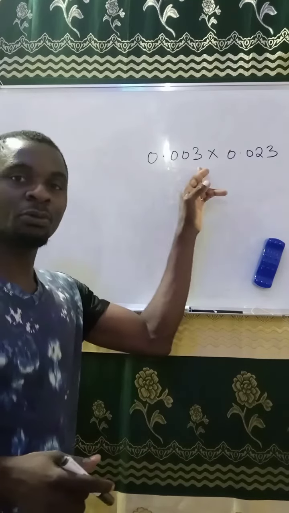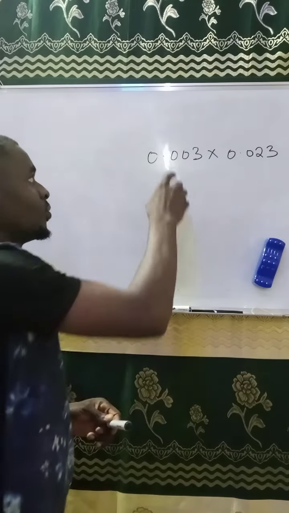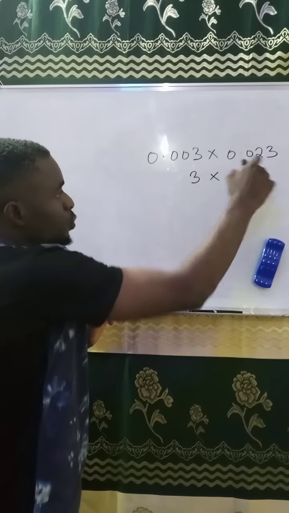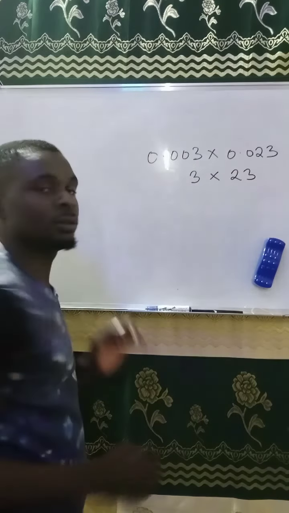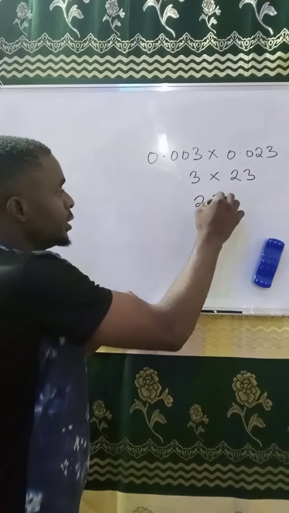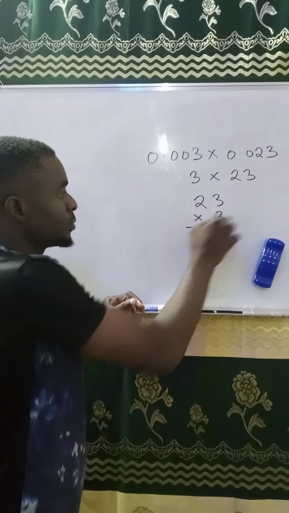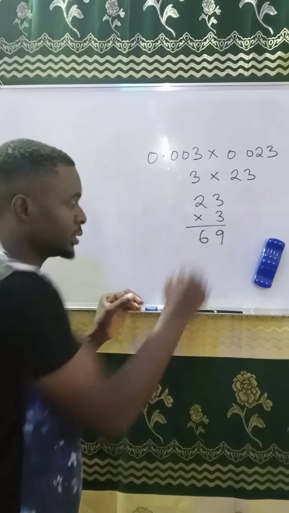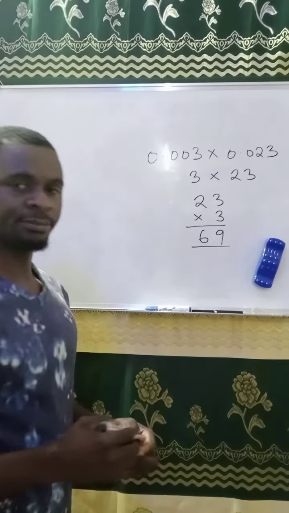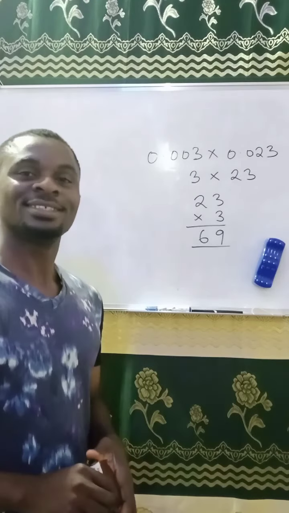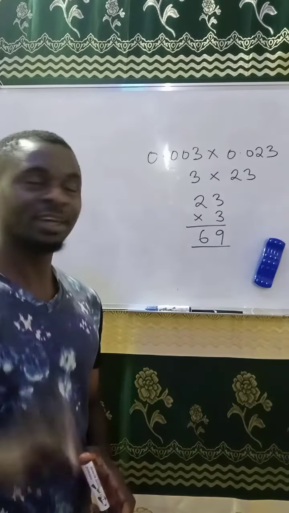If we ignore the decimal point here, it's going to be 3 times 23. So it's going to be 23 times 3. 3 times 3 is 9. 3 times 2 is 6. You have 69. But 69 is not your final answer.